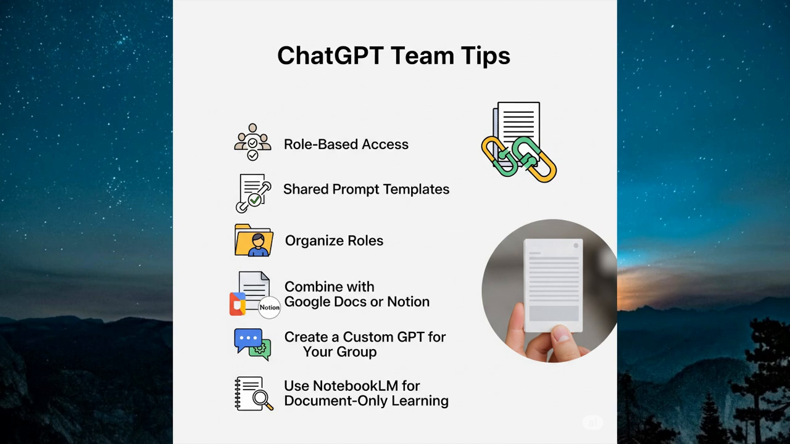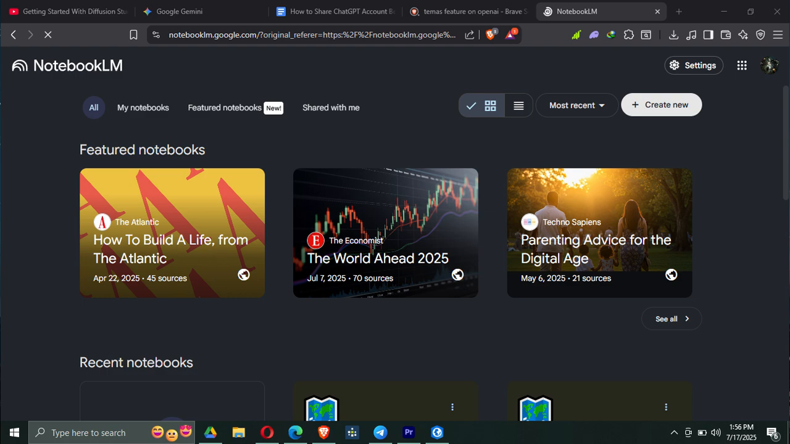And finally, this is the final tip. Use Notebook LM for document-only learning. When you only want AI to refer to PDFs or slides you provide, use Notebook LM. It stays in bounds and never brings in unrelated info, unlike ChatGPT's general model.